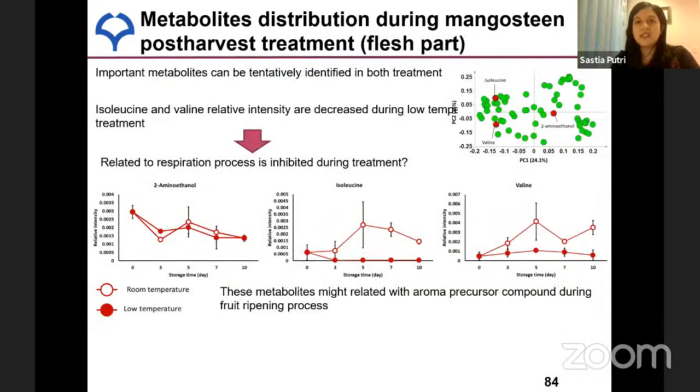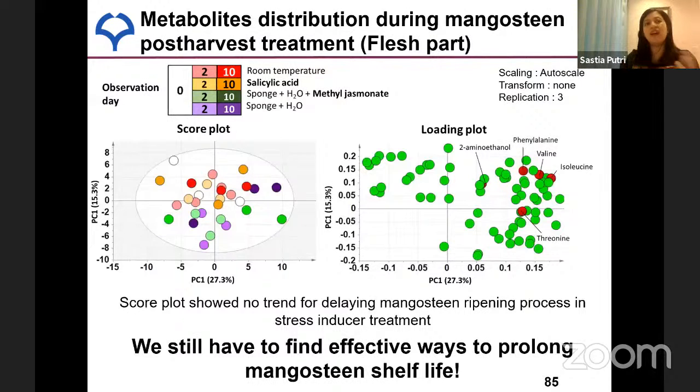So we could say that there are some differences in the characteristics of metabolites, for example, the aroma precursor compounds during the ripening process in low temperature are much decreased compared to room temperature. But since we couldn't find any trend in the flesh part, the conclusion of this study is that the present way of prolonging mangosteen shelf life is effective to prevent the color change in the outside appearance of the peel, but it's not so effective in delaying the changes in the metabolite profile. So we still have to find effective ways to prolong mangosteen shelf life.